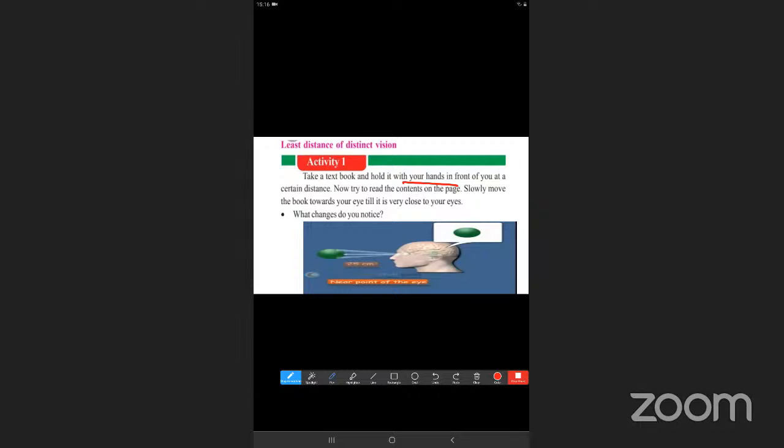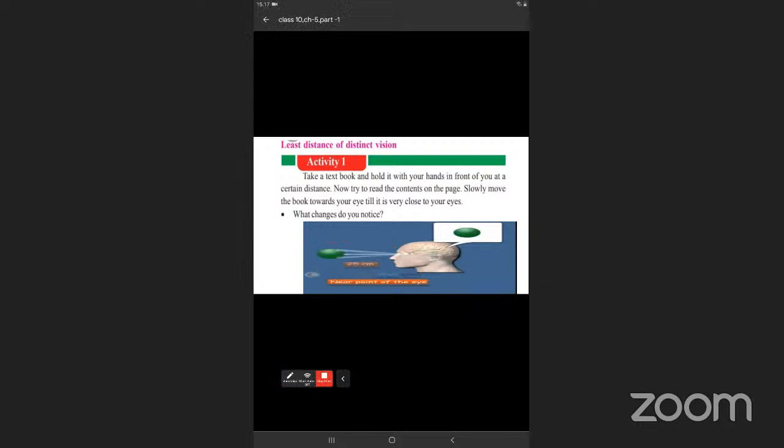Now slowly move the book towards your eye, till it is very close to your eyes. What changes do you notice now? Are we able to read the contents in the textbook now?